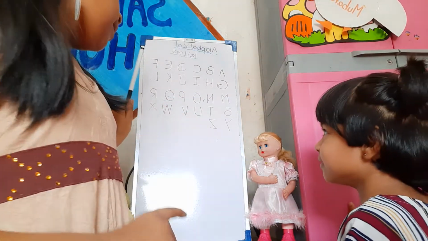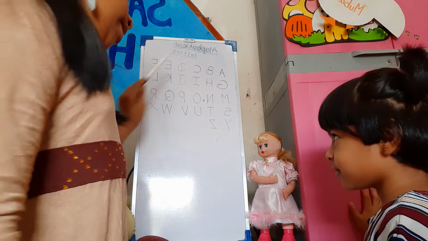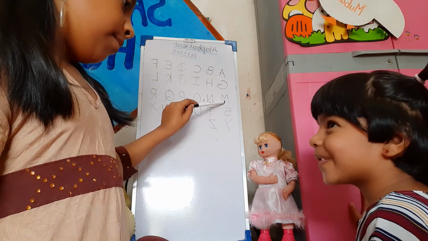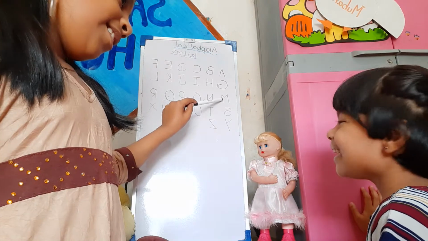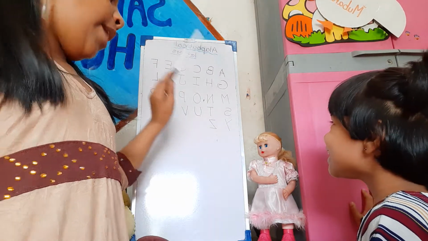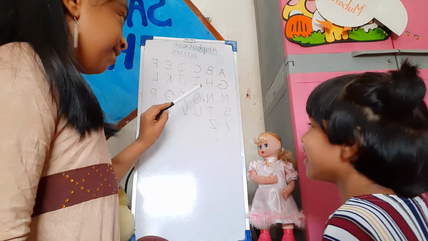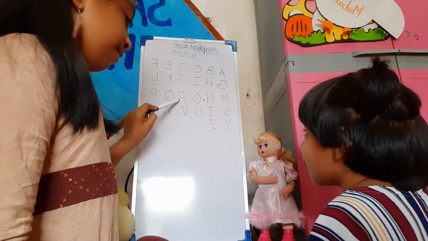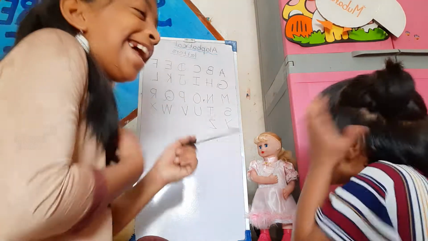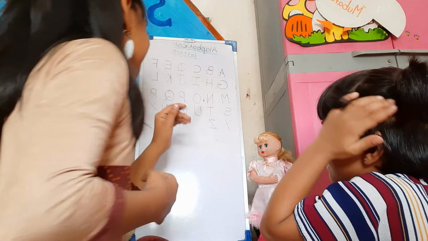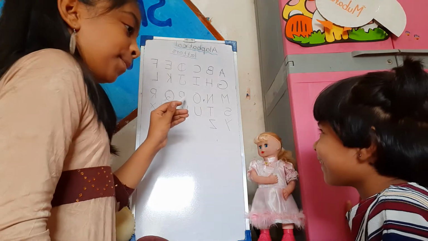This is a capital letter. So L. Okay? This one? M. N. O. This is alphabetical letters. Okay. What's this?